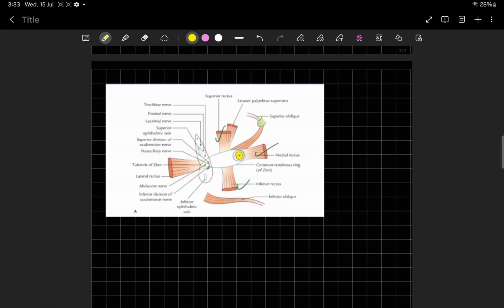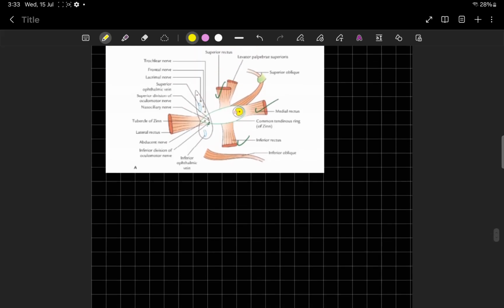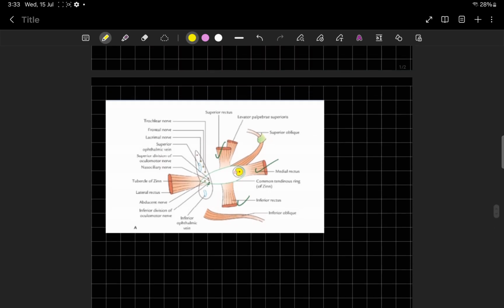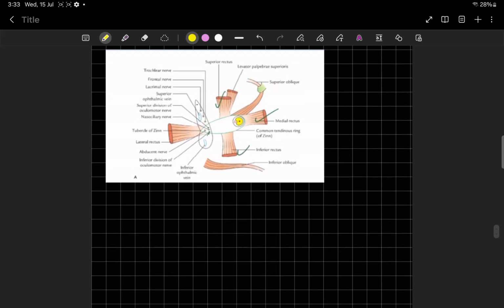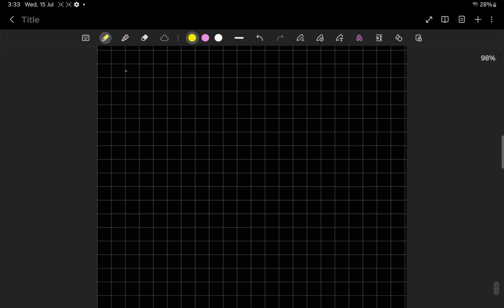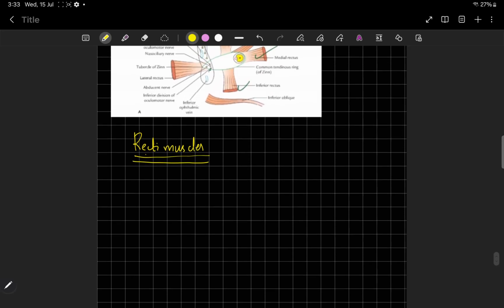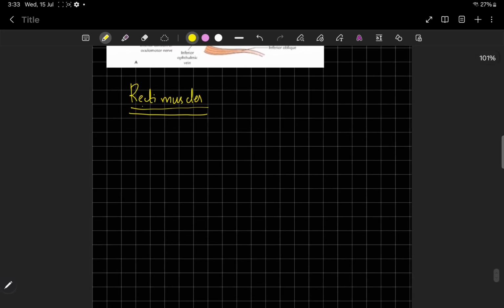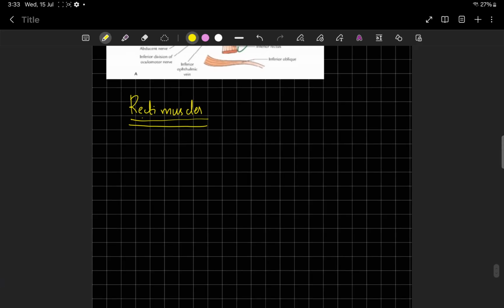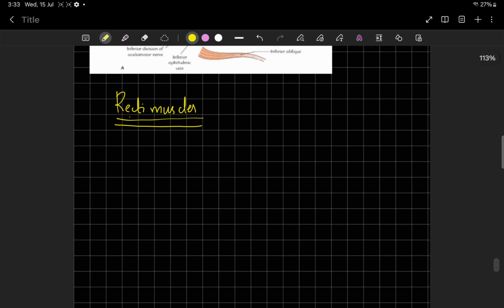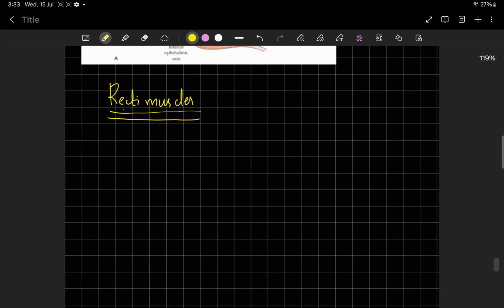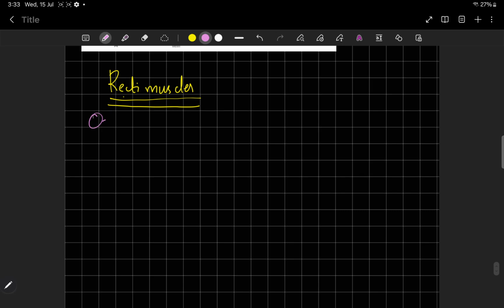Coming to the second topic, we will be talking about the recti muscles in detail, then the oblique muscles, and finally the levator palpebrae superioris. This is a diagram we need while discussing it. First, going to the recti muscles: as already mentioned, we have 4 recti muscles: superior rectus, inferior rectus, lateral rectus and medial rectus. We'll be dealing with the origin of these muscles first.